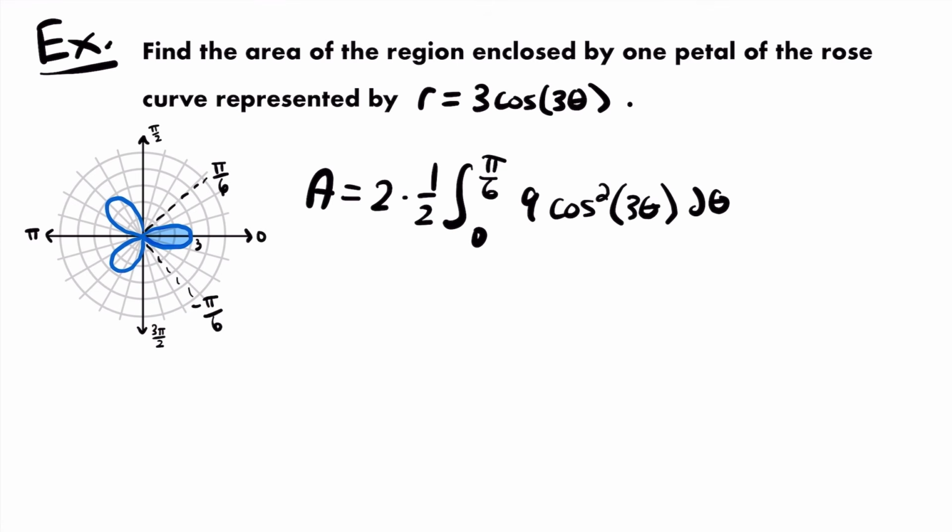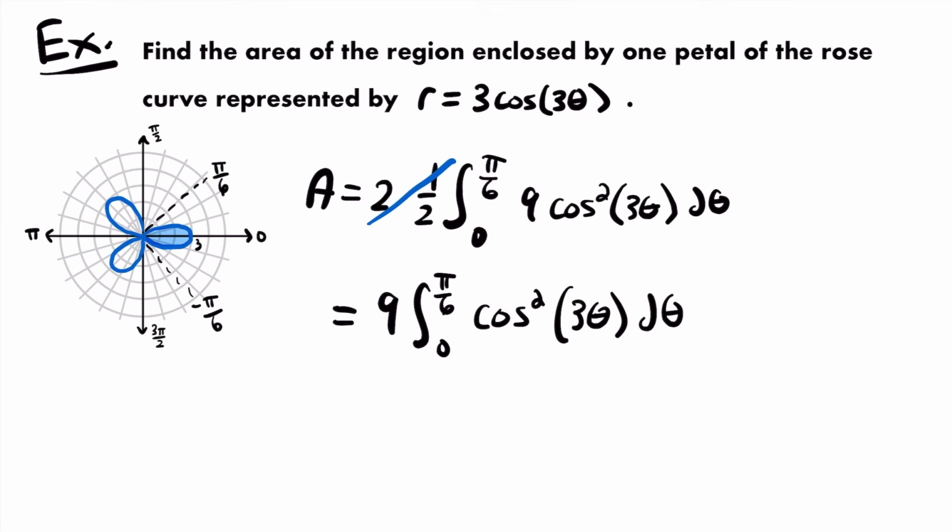And the first thing that I noticed that we can do to solve this integral is cross out 2 times 1/2, because 2 times 1/2 is just 1, so they cancel each other out. And then we can pull this 9 to the outside of the integral, since it's a constant multiple. So this will be equal to 9 times the integral from 0 to pi divided by 6 of cosine squared of 3 theta d theta. All right, and then this integral in its current state, we can't really solve. We need to rewrite cosine squared of 3 theta in some way so that we can integrate it.